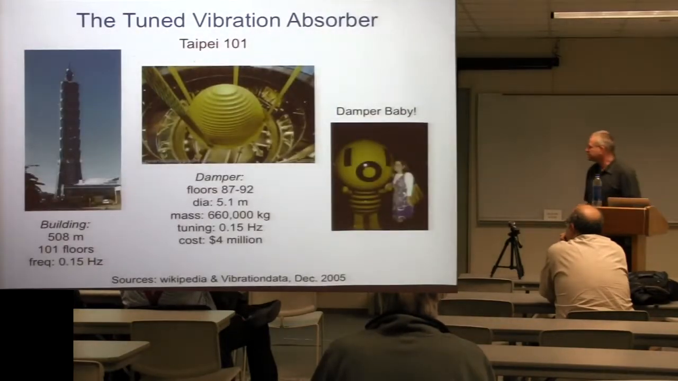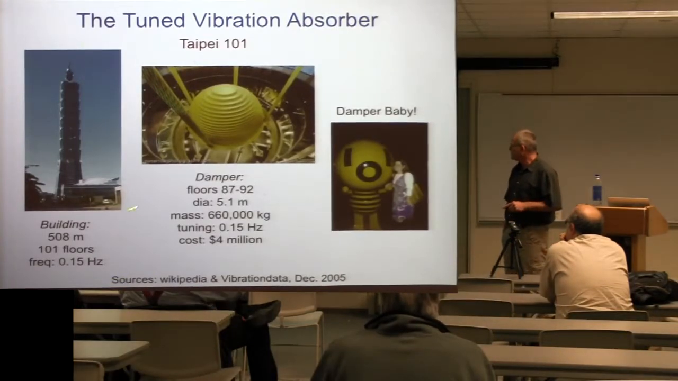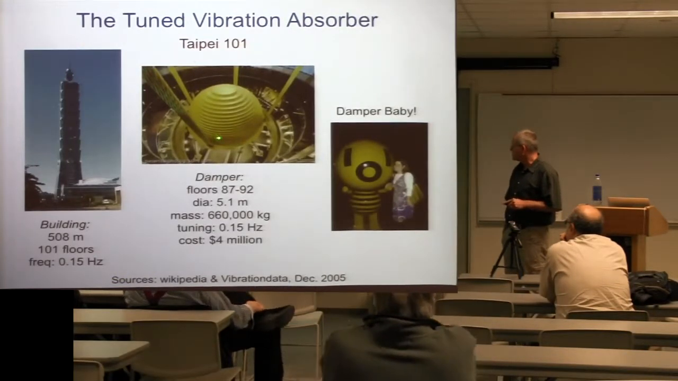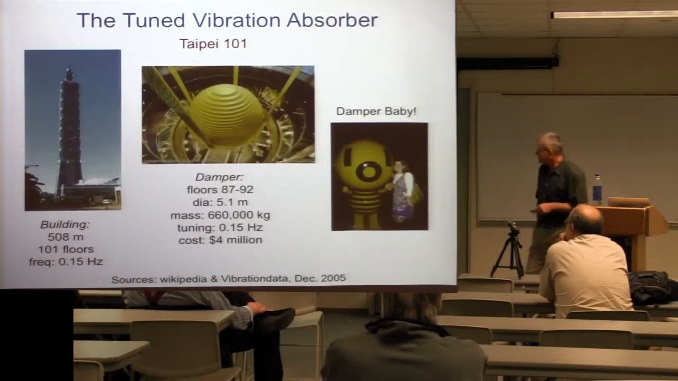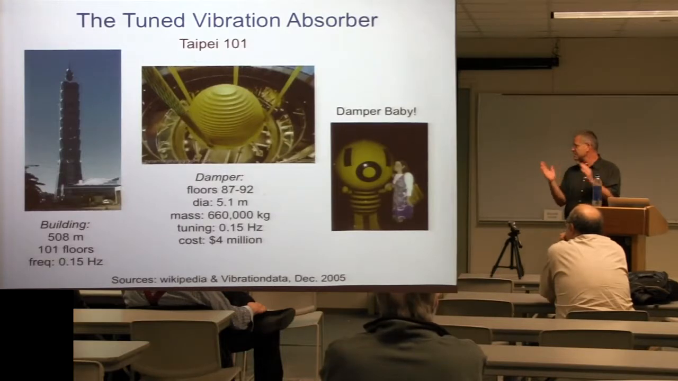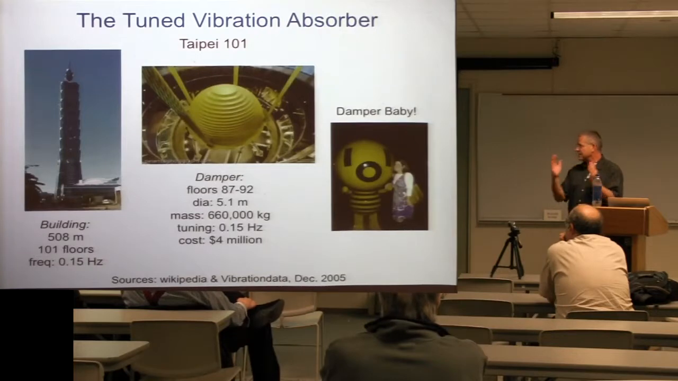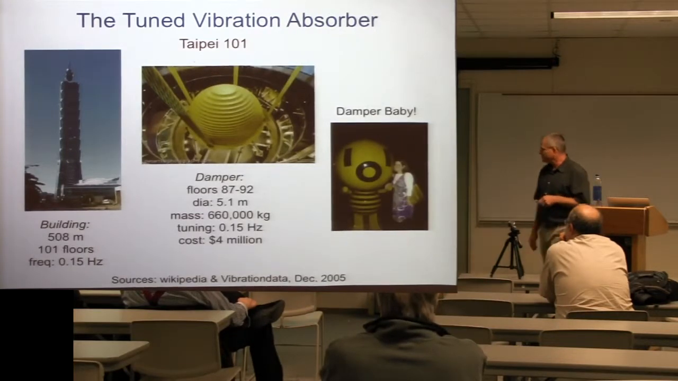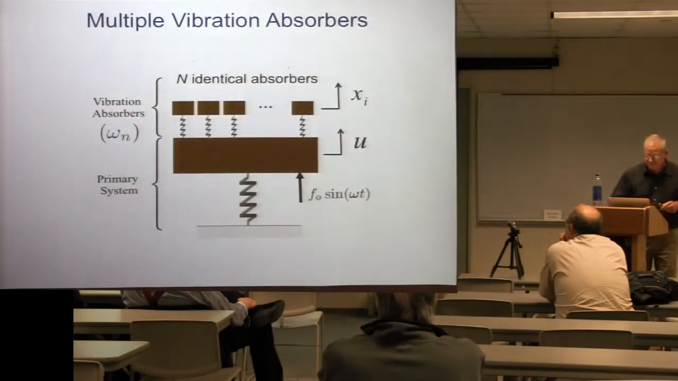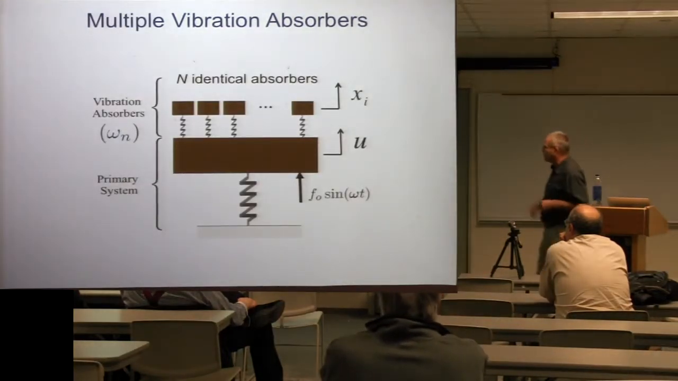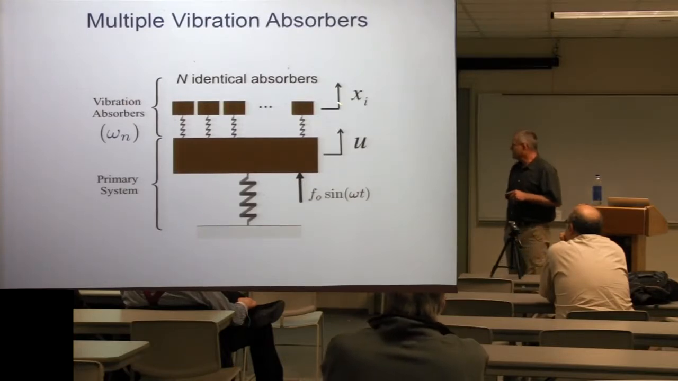And in fact, these dampers exist. This is Type A 101. And this damper here is just a big pendulum suspended. And in fact, it's probably the only vibration absorber that has its own mascot. You can get your picture taken with the damper baby, they call it. And this thing is tuned to the first natural frequency of this building so that under an earthquake, this thing will be dominated by its first mode, which is at 0.15 hertz, and this thing will swing instead of the building swing.